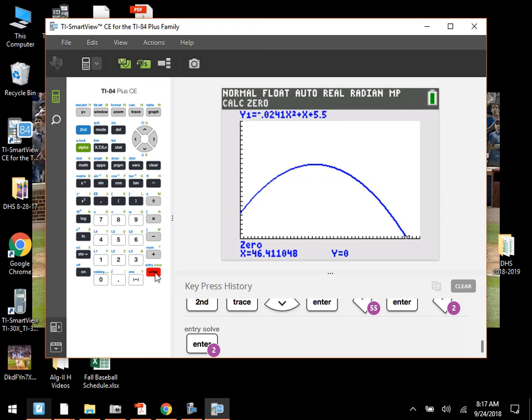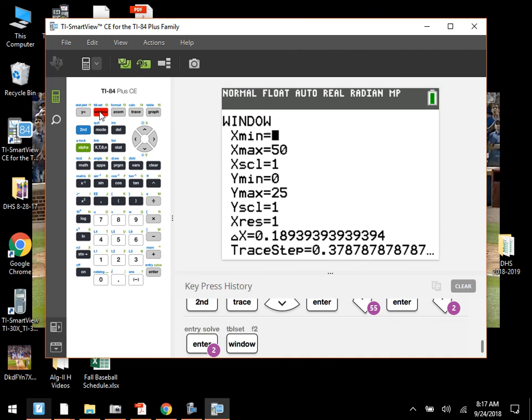Yes, ma'am. On the window tab, what I did is I set it up as 0 by 50 for x and 0 by 25 for y. When you're messing with your windows, you're just moving it around to try to get the best idea of where it could be. It takes a little bit of time to play with the window.